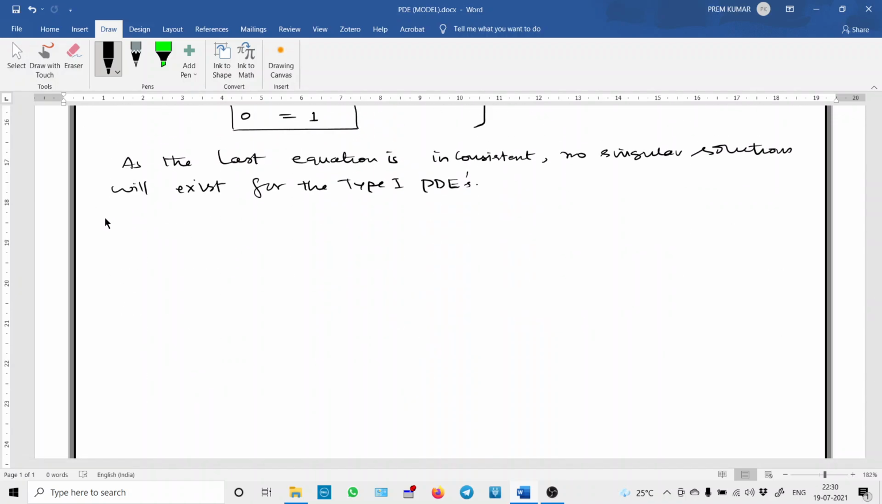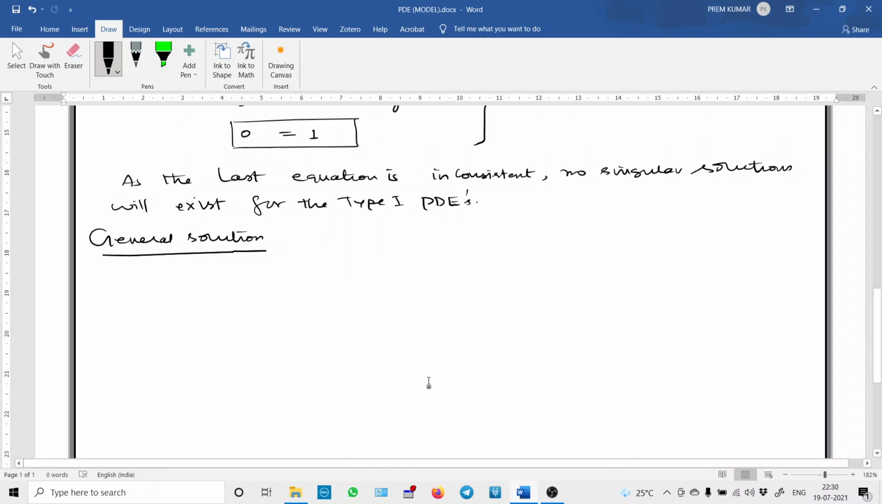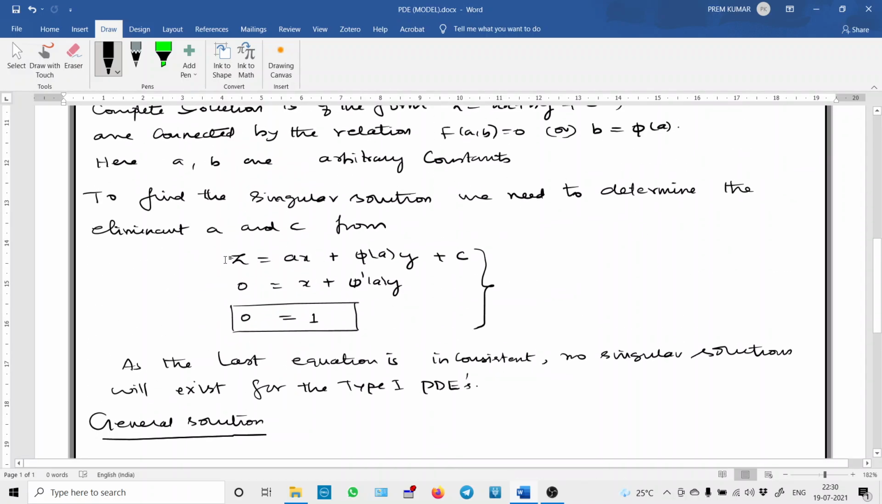Need to find the general solution now. So what is the procedure? Already we studied what is a singular solution, general solution and complete solution. We take the complete integral from the previous step, that is the two parameter family of curves, and replace that c with some function of a. And hence this complete integral becomes a one parameter family of curves, and we need to find the envelope of that one parameter family of curves. Then the resulting envelope is called the general solution of the given PDE.